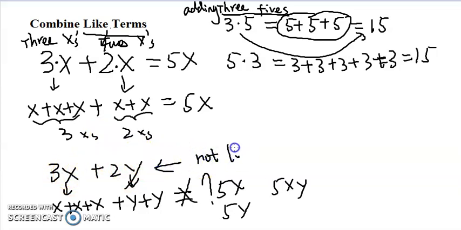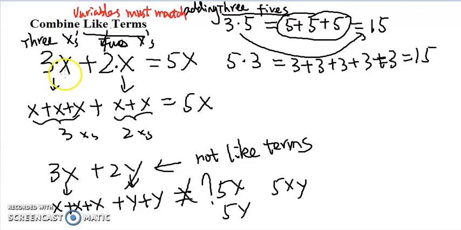So what do we mean by saying like terms or not like terms? The variables have to match exactly. That's what we mean by like terms. The variables must match. The numbers in front of them mean how many copies. They don't have to be the same, but the variables must match. If you have x, the other one must have x. If you have y, the other one must have y.